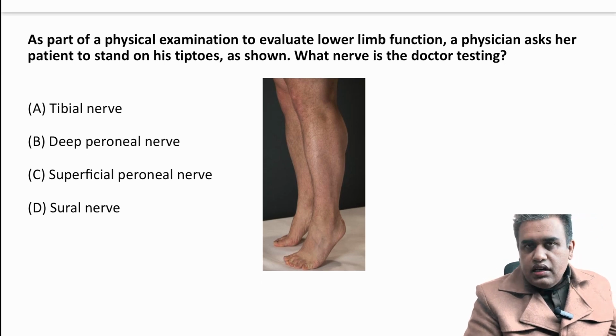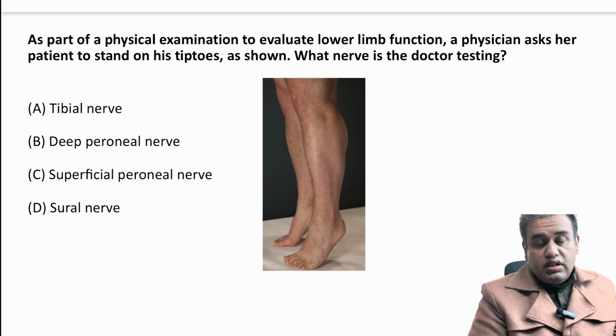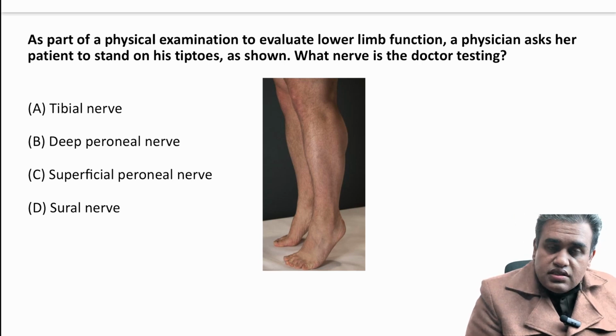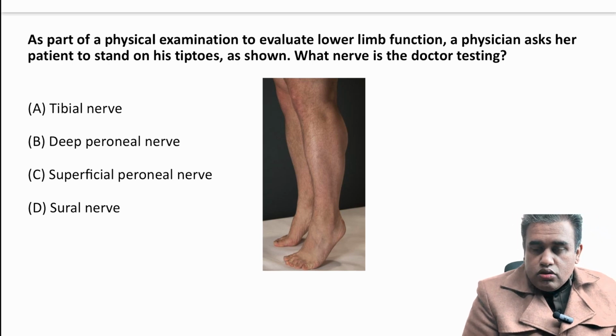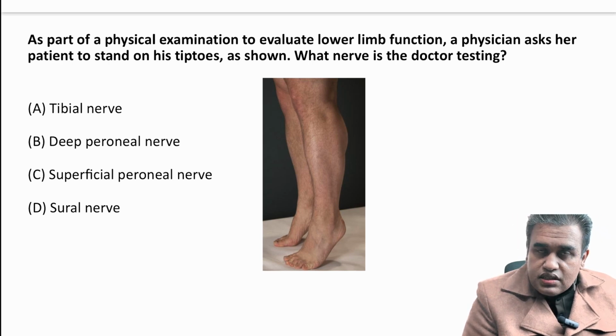अपने पंजों पे खड़े हैं. विच मसल ग्रुप आर यू यूजिंग? इफ आई ट्रांसलेट इनटू हिंदी, अगर हिंदी में ट्रांसलेट करूं, अब जब इंसान अपने पंजों पे खड़ा होता है तो उसकी लोअर लिम्ब या लेग में कौन सी मसल्स एक्टिव होती हैं?